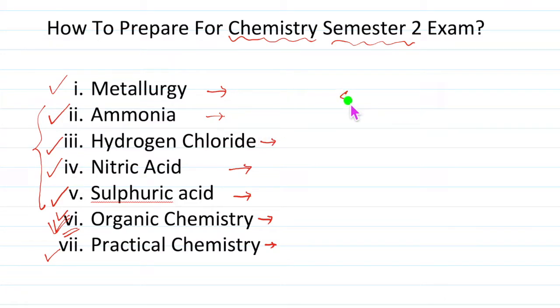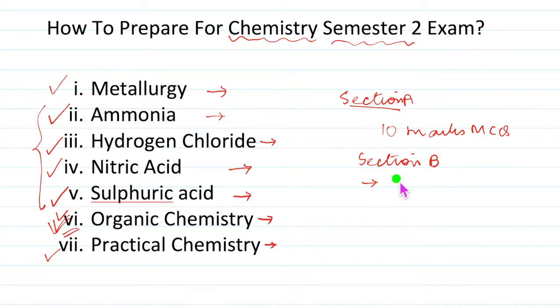Now, you know that there will be section A, and that section A is going to be 10 marks of MCQ, correct? And from section B, you have to select 3 questions, each one will be 10 marks. So that will give us a total of 40 marks for semester 2.